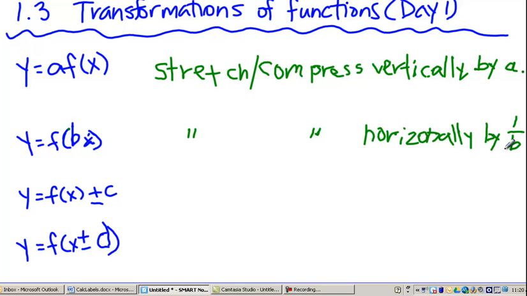Okay, so let's go back. Let's recap. When it's outside the argument, you multiply your y values by A. When it's inside the argument, you multiply your x values by 1 over that number. Just like if it was a negative B, it would reflect it horizontally. So if we took the negative square root function, it looks like a sideways half parabola. It would not be going into the first quadrant, it would actually be going into the second quadrant.